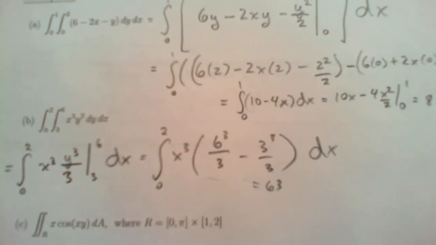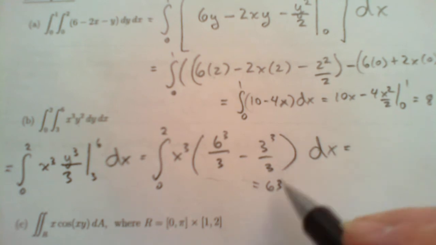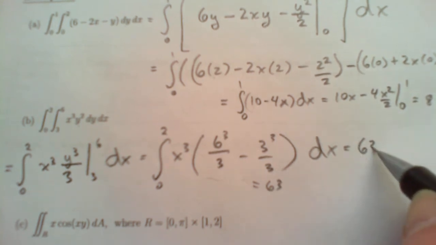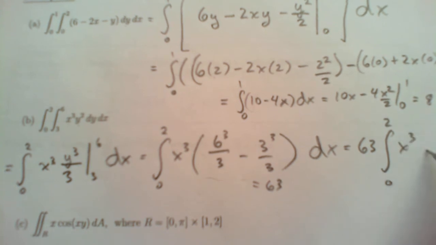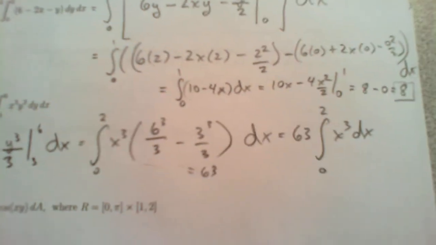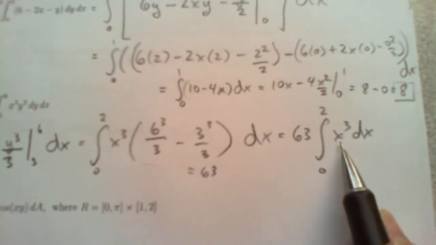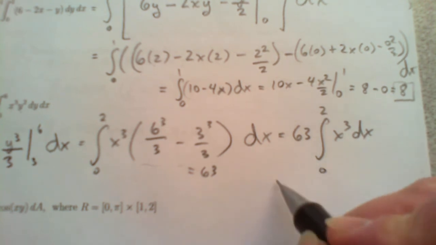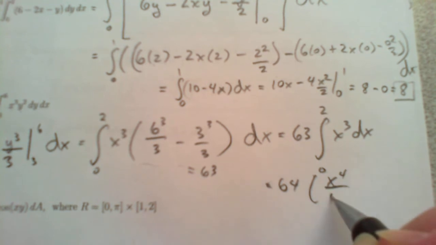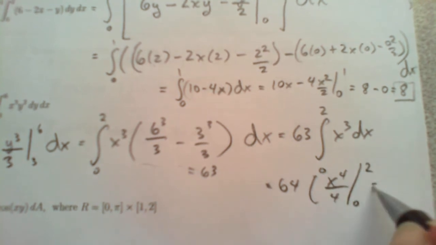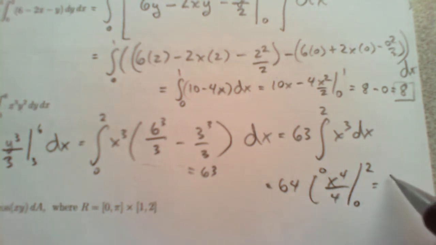Now we're at a Calc 1 integral, so that's 63. I would move that to the front because it's a constant. 0 to 2 of x cubed dx. The antiderivative is x to the 4th over 4. So 63 times x to the 4th over 4 from 0 to 2. You plug the 2 into there, this thing tallies as 4. End answer 252.